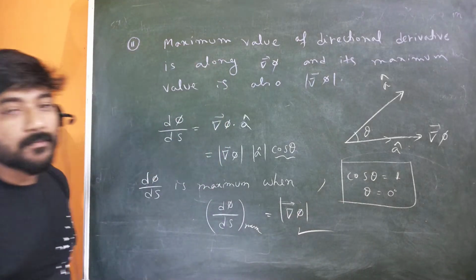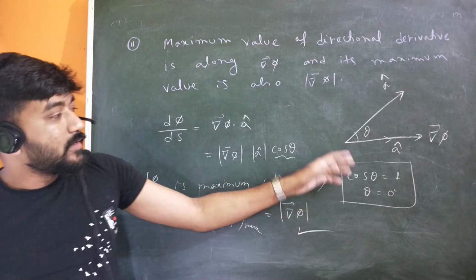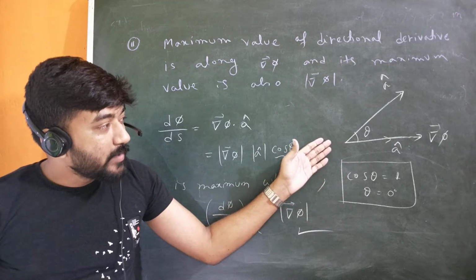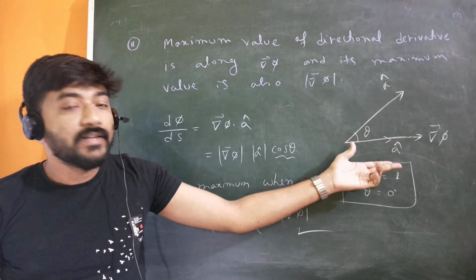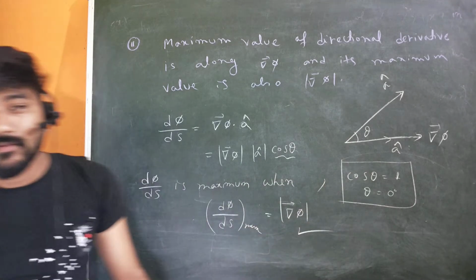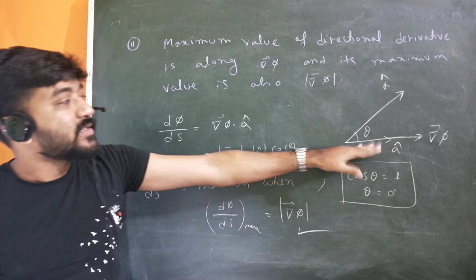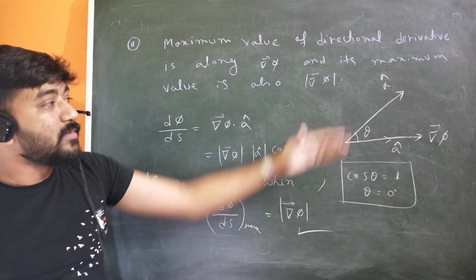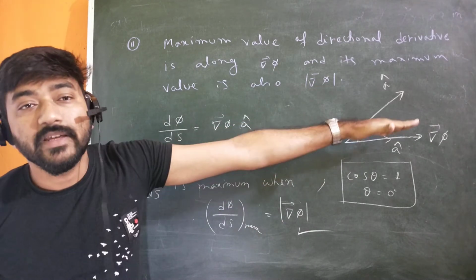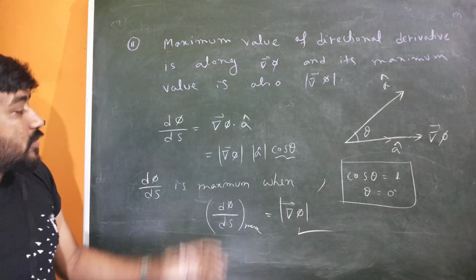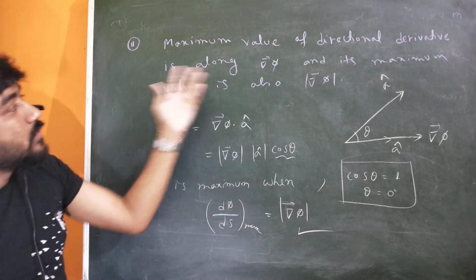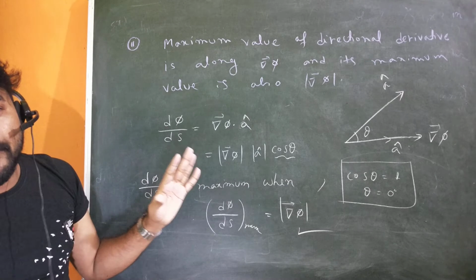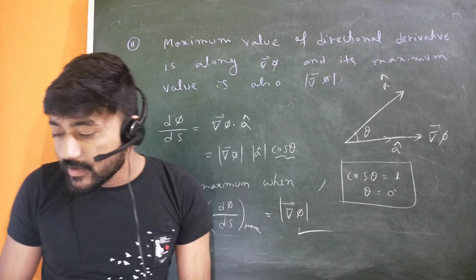θ is equal to 0, is indicating that it will be along a cap. That means this a cap will be along grad φ. That means we have to take the directional derivative along grad φ. In general we take the directional derivative along a cap, but for this special case it will be maximum only when you take the directional derivative along grad φ. So this is why we sometimes use this property of the gradient of φ and its directional derivative. Okay, so this is how we can understand this thing.